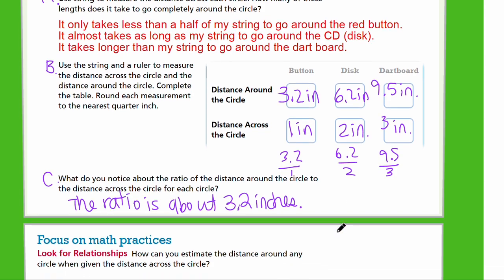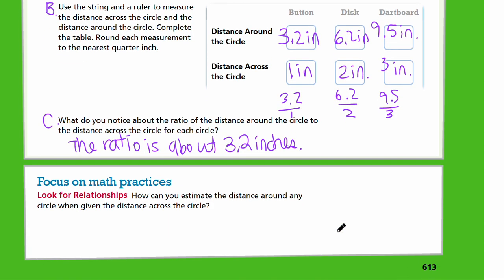So let's look for relationships. How can you estimate the distance around any circle when given the distance across the circle? By using the string, we just did this activity, right? Or if you want to use the ratio we just figured out, we could maybe multiply the ratio 3.2 or 3.1 times your distance across the circle to get the distance around the circle, right?